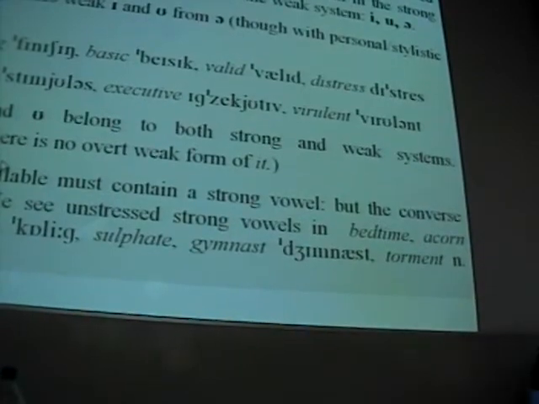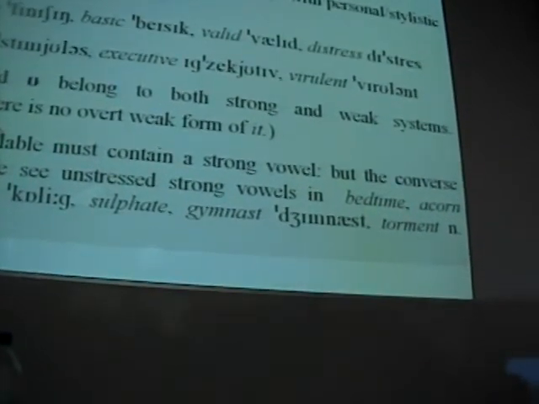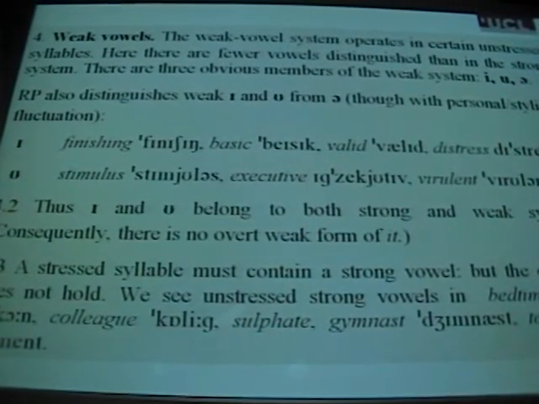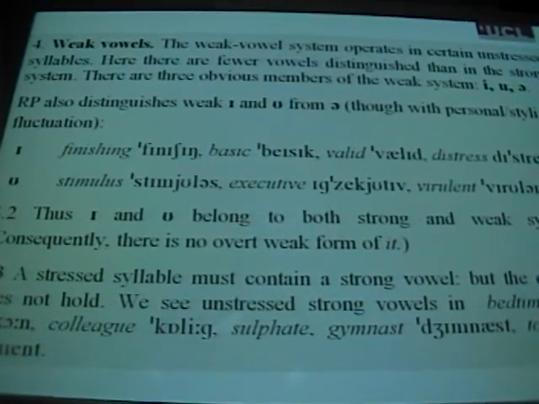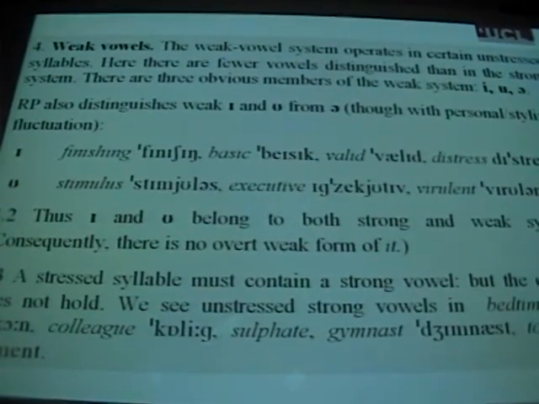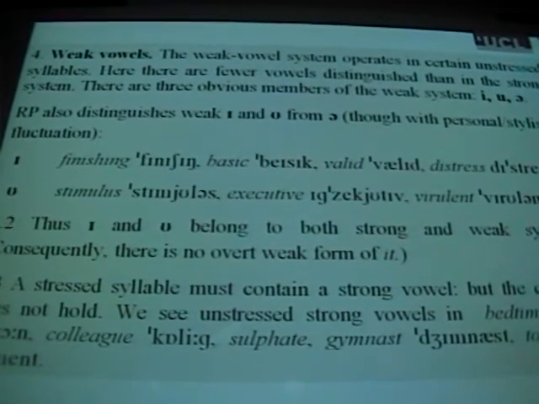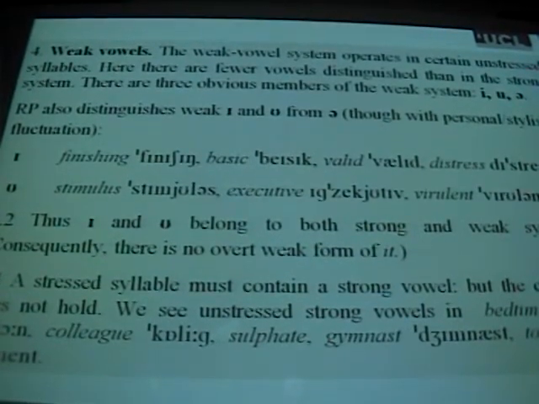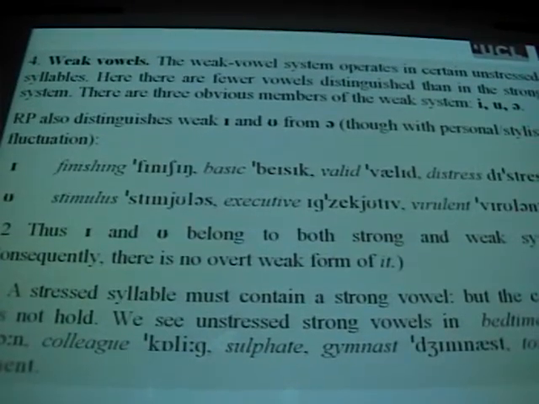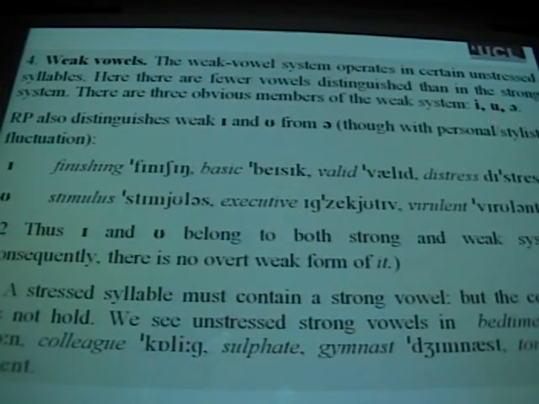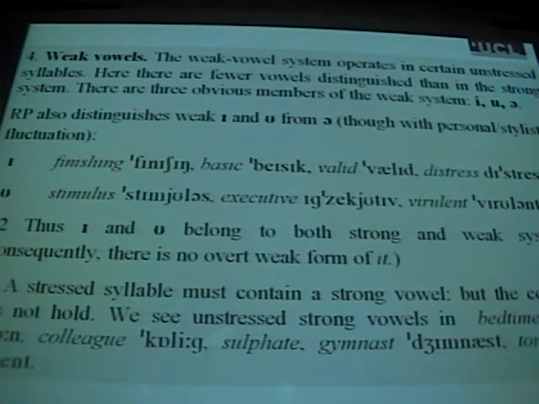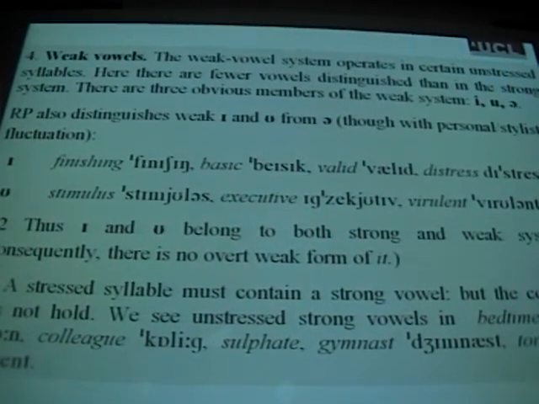All right, another bit of the handout reproduced. So to summarize about weak vowels, we've got, if you like, a weak vowel system which operates in certain but not all unstressed syllables. Now, we've seen there are three obvious members, the happy vowel, the thank you vowel, and the schwa. But in most kinds of English, there are also some other possibilities.